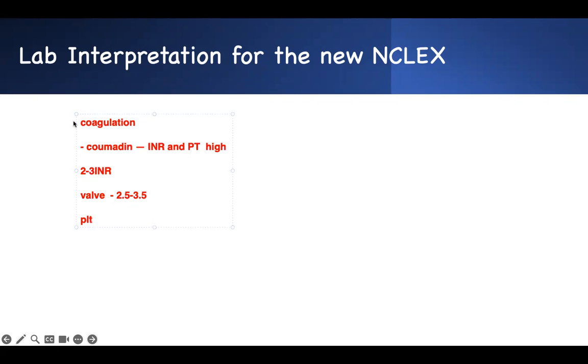Platelets may drop, so platelets are 150 to 450,000. If it's less than 150,000, it's usually thrombocytopenia. So that's not good. Then you have to do something about it. Somebody on aspirin or heparin, yeah, you worry about it. PTT is for heparin. Once again, they will give you the normal range and what the individual's value is and what you need to do.